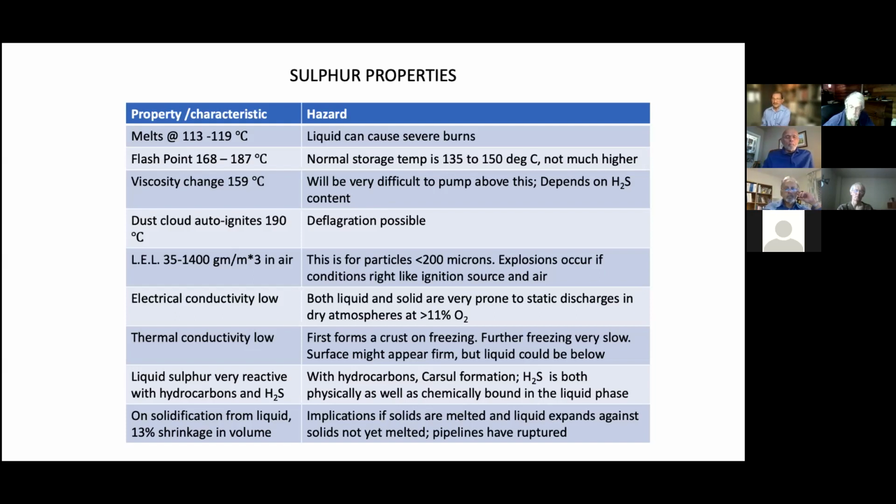Same thing with liquids. The thermal conductivity also is very low. It's a very good heat insulator. So if you have a tank of liquid sulfur and the heating is removed, first you form a crust on the outside, and that sort of keeps it insulated, and the freezing happens very, very slowly towards the middle. So you can keep liquid sulfur for a long period of time.